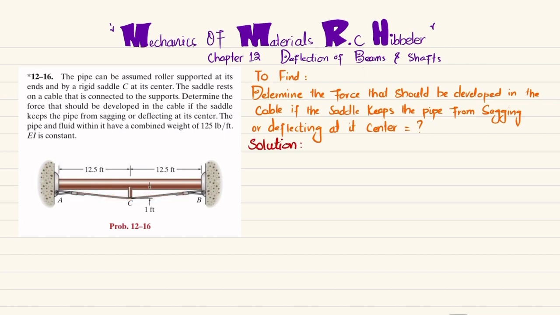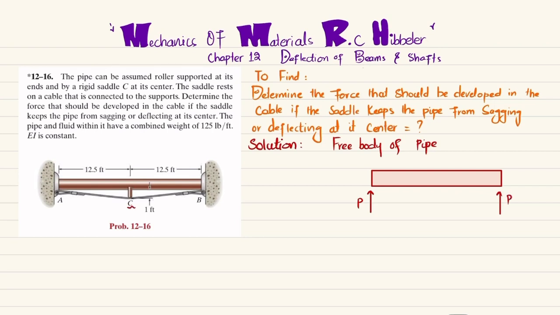So the first step is that we will draw the free body diagram of this pipe. First I will draw the free body diagram. So this is the pipe. Clear? If you remove the end support, there will be a reaction force, and since the beam and loading are symmetrical, the reaction force will be the same on both ends. Let this reaction force be P, that will be upward.